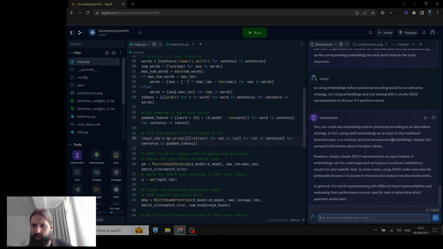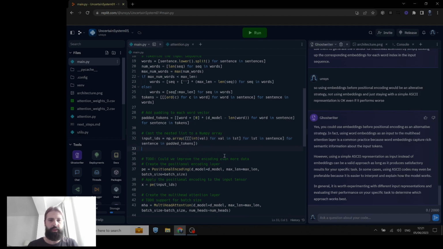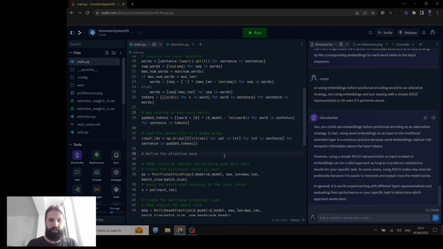Yes, using embeddings before positional encoding is a training strategy. In fact, using embeddings as input to the multi-head attention is common practice. For this specific task, the simple code may be preferable because it's easy to interpret and explain how the model works. Okay, yeah. At least we figured that out. So I would say before the input IDs, here's where we could use embeddings. Let's see how much it improves.